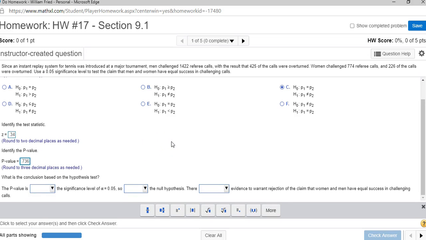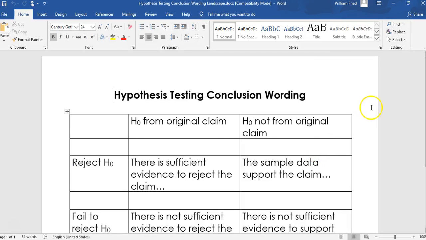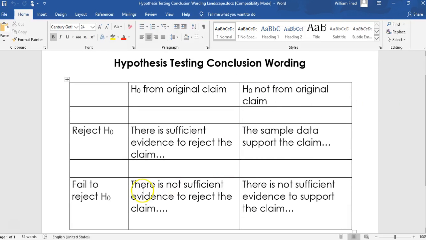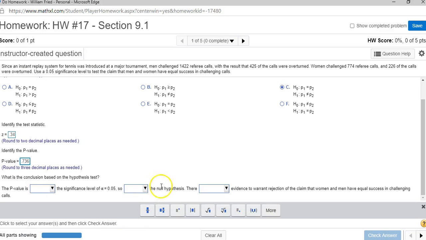Note the p-value is greater than alpha, 0.05. So we're going to fail to reject the null hypothesis, and the null hypothesis was from the original claim. Fail to reject from the original claim. So when I go to look at the conclusion chart, I'm going to look at the fail to reject from the original claim, and this one says there is not sufficient evidence to reject the claim. That's the conclusion. Let's see which one in the homework draws that conclusion.